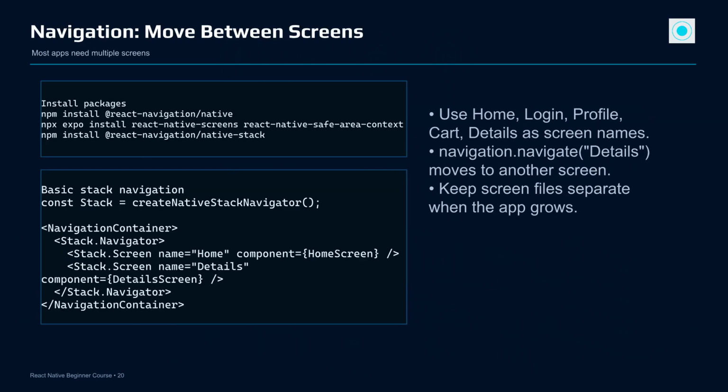Most apps require multiple screens. Using the React Navigation library, you can set up a stack navigator to move between pages like Home, Profile, or Details. Use navigation.navigate to trigger transitions. As your app grows, keep your screen files separate and organized to maintain a clear project structure.